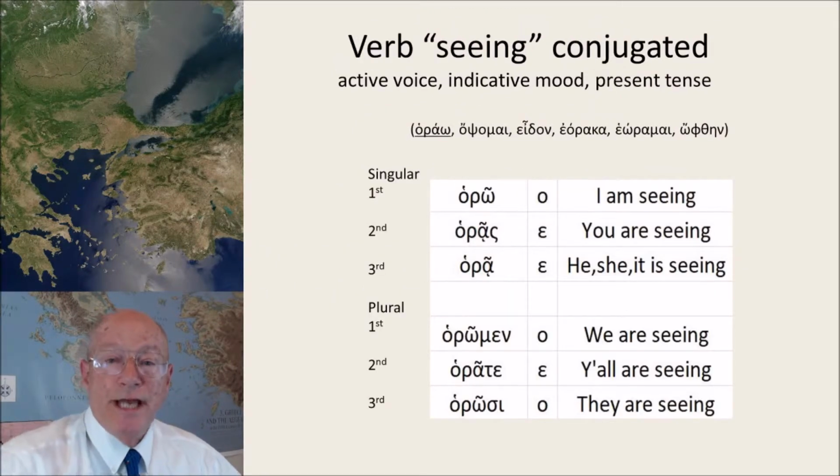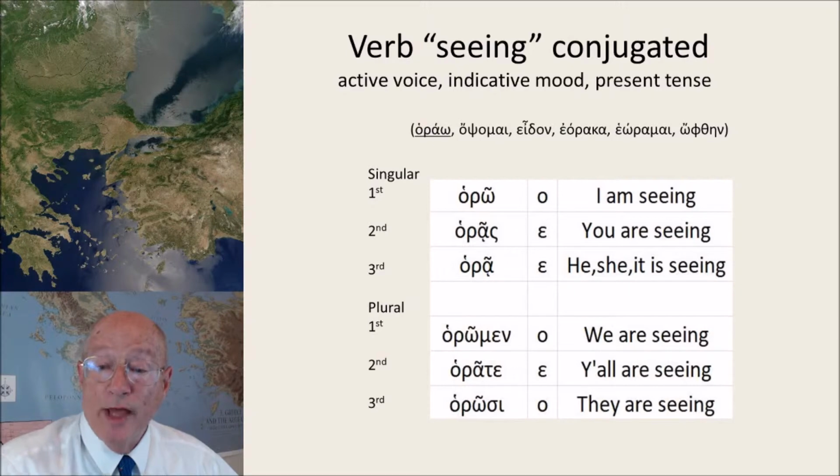So the question is, how is this contract verb formed? And here I've just disclosed the whole thing. It's horo, horas, hora, horomen, horate, horosi. And I want to point out that you will see that there is a circumflex on every ending, and this means that something has happened, there has been a contraction. This clearly indicates a contraction, and you can see the principal parts. The first principal part up there in the parentheses is horao, and that is only the dictionary form. The first person singular form, as shown in this slide, is horo.